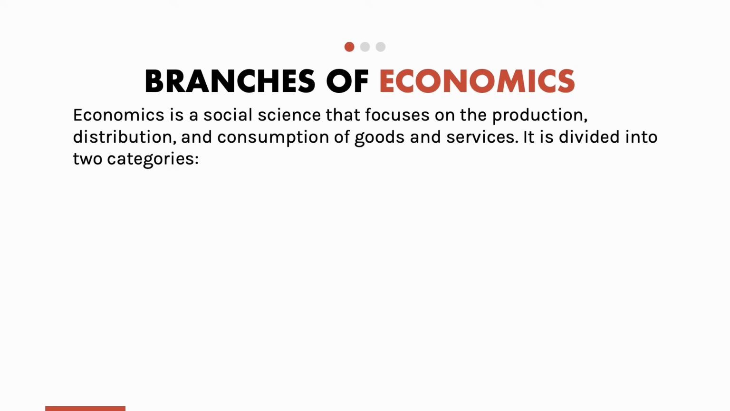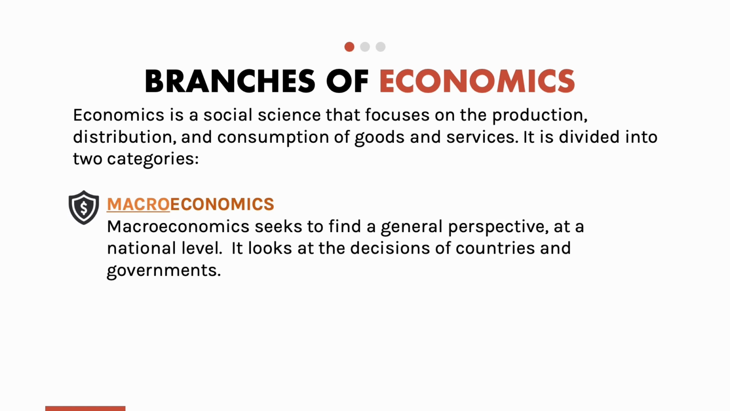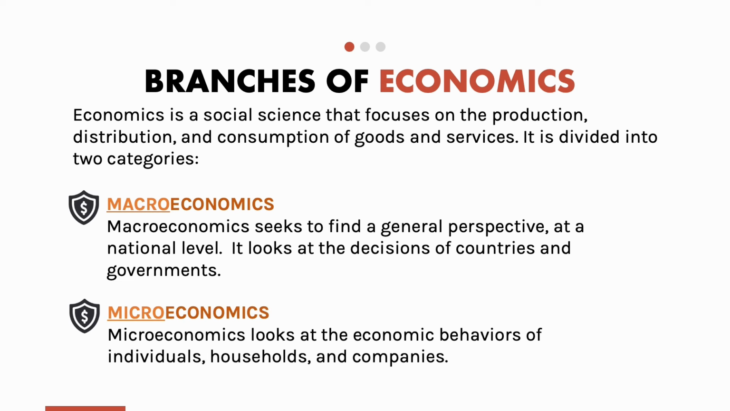as consumption. The economy is divided into two main categories or branches. The first is macroeconomics. Macroeconomics seeks to find a general perspective at a national level, so it looks at the decisions of countries and governments. So basically, macroeconomics looks from a bigger perspective. The second is microeconomics. Microeconomics looks at the economic behaviors of individuals, households, and companies. So microeconomics looks from a narrower perspective.